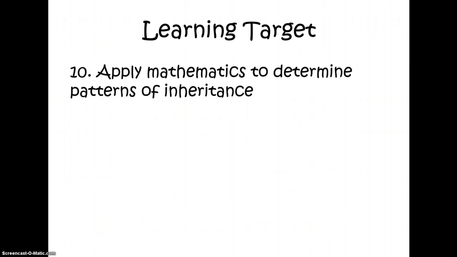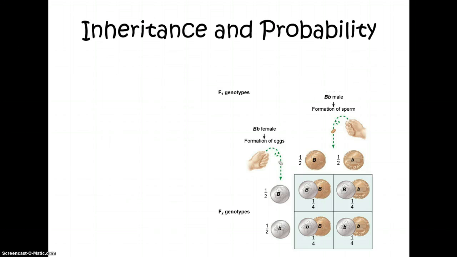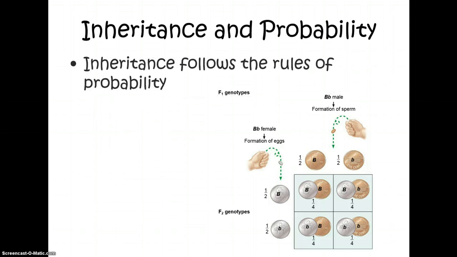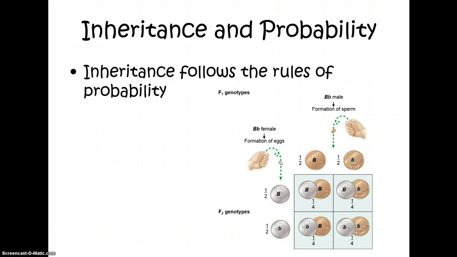Okay, so learning target, the first one we're going to hit is applying mathematics to determine patterns of inheritance. I know, we're going to throw some math into science, but you know, it's life. Inheritance actually follows the rules of probability. So what are the rules of probability?